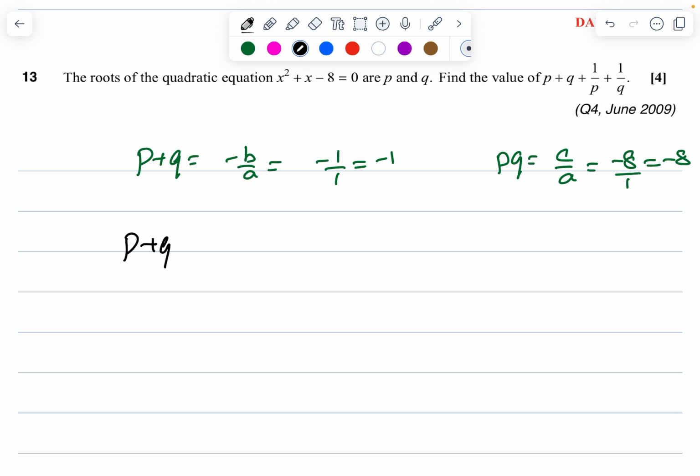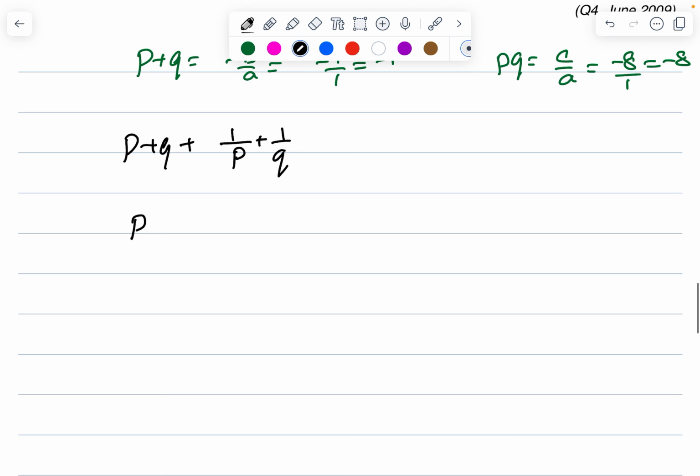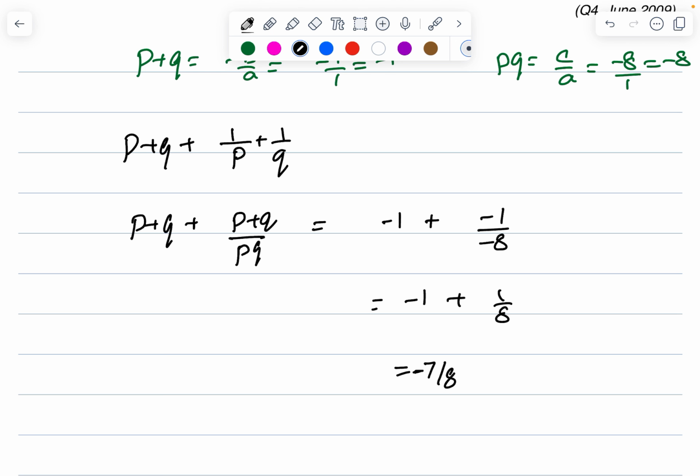p plus q plus 1 upon p plus 1 upon q, which is going to be p plus q plus p plus q upon pq. So which is negative 1 plus negative 1 upon negative 8, which is negative 1 plus 1 upon 8, which is going to be negative 7 upon 8.